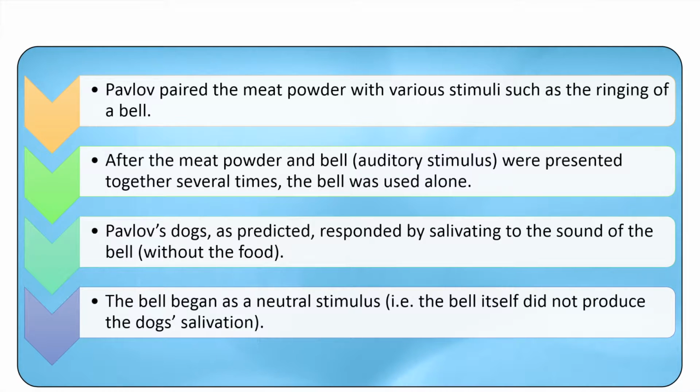The bell began as a neutral stimulus, that is, the bell itself did not produce the dog's salivation. However, by pairing the bell with the stimulus that did produce the salivation response, the bell was able to acquire the ability to trigger the salivation response. Pavlov therefore demonstrated how stimulus response bonds, which some consider as the basic building blocks of learning, are formed.